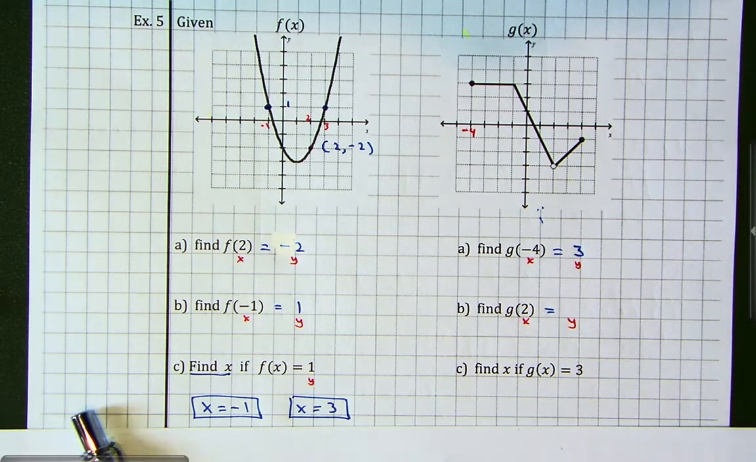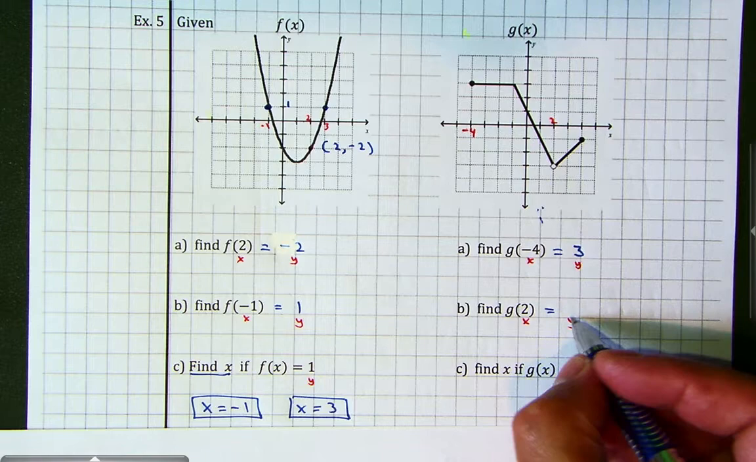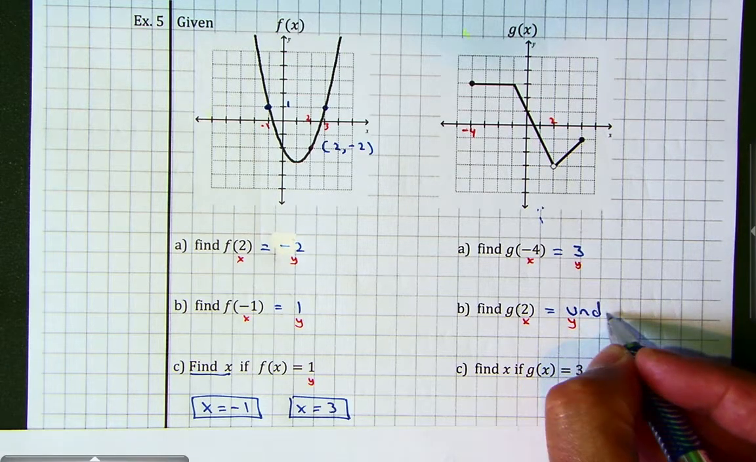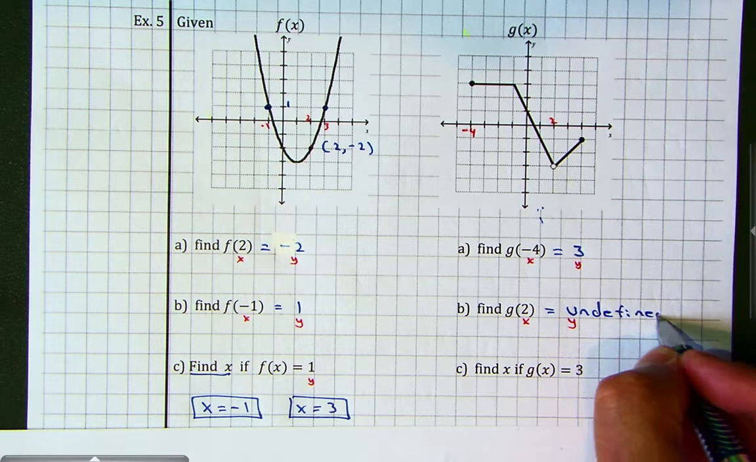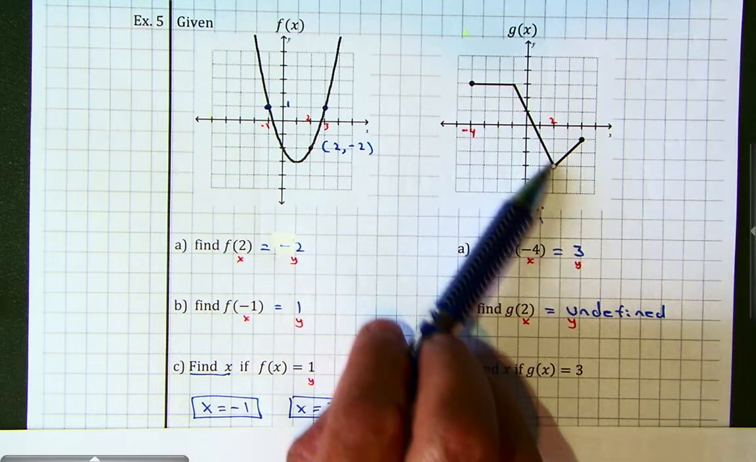So g of 2, 1, 2. What is the y value? Notice that there's an open circle, so therefore that means that's going to be undefined. There's no such value, and that's why we leave it as open. You guys covered this type of graph, piecewise functions in algebra 2.